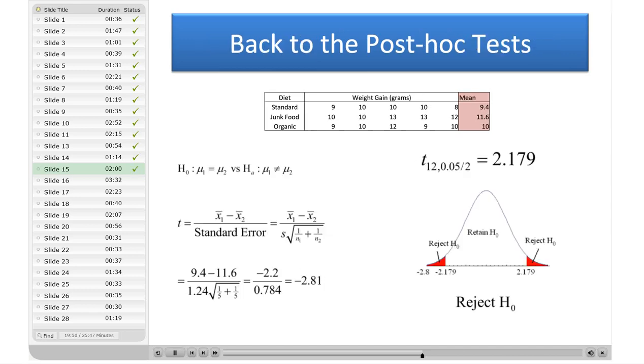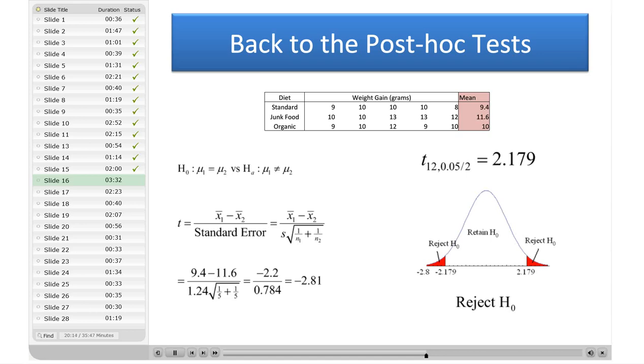Alright, let's go ahead and conduct our first post hoc t-test. Here we're going to be comparing the standard diet to the junk food diet. In other words, we're testing mu1 equals mu2 versus mu1 not equal to mu2. This is really just a two-sample t-test for comparing two independent samples. So we're going to use the procedure that we learned in the last lecture to do this.